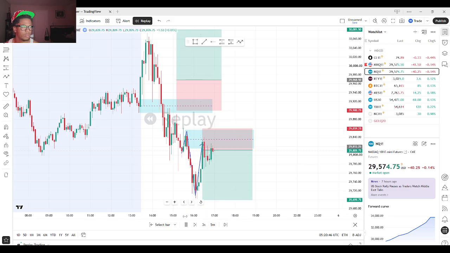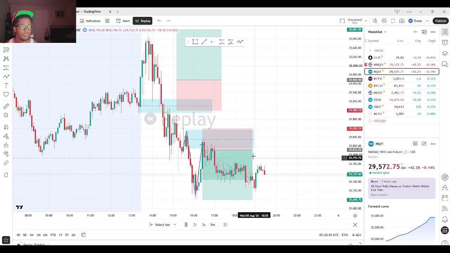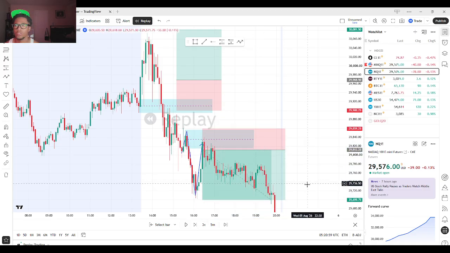Let me speed this up some. Then boom, you see it took its time consolidating this range, but eventually TP did hit, as you can see.